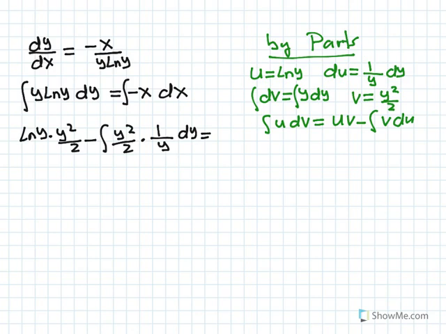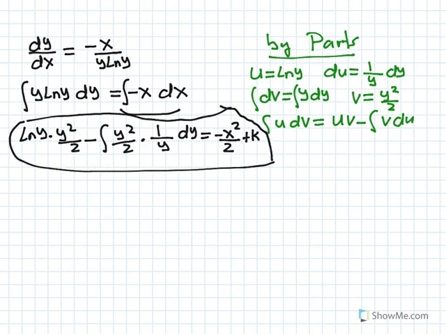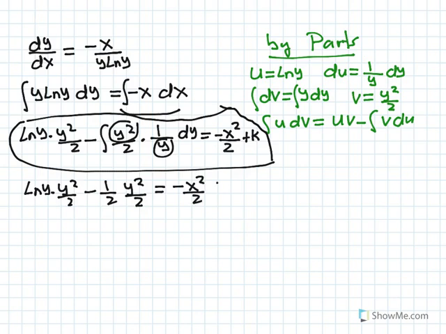On the right-hand side, this is very easy to integrate. Just reverse the power rule. We get minus x squared divided by 2 plus, let's say, constant k. Let's label this here. And all right, so now we get log y times y squared over 2 minus 1/2. y squared divided by y, we just get y. Integrate that, we get y squared divided by 2, is equal to minus x squared divided by 2 plus k.